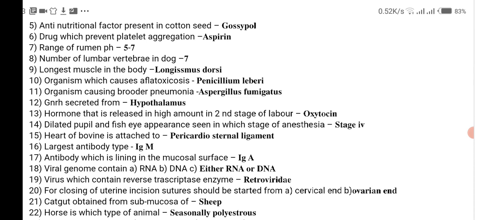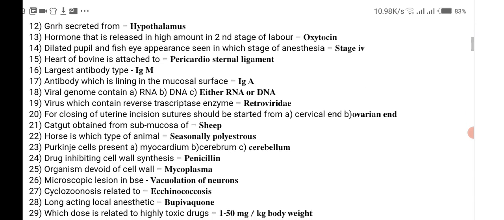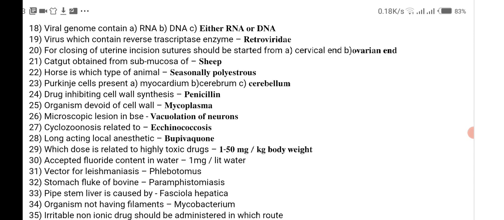Catgut is obtained from the submucosa of sheep. Horse is which type of animal? Horse is seasonally polyestrous. Purkinje cells are present in the cerebellum.